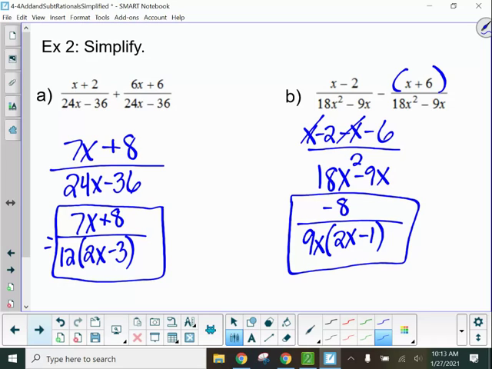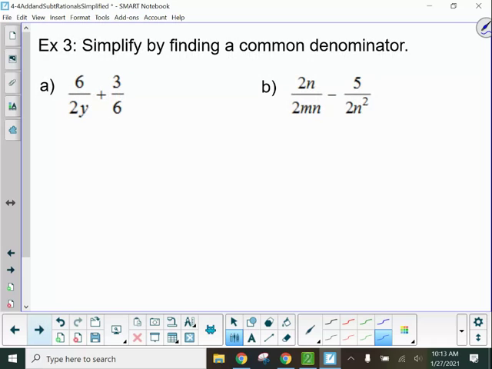So far we've looked at questions where we already had common denominators. Now we're going to look at what to do whenever your denominators are not the same. So we're going to look at two where we have monomials in the denominators, and then we're going to look at one where we have a full-blown rational where we have factors in the bottom.